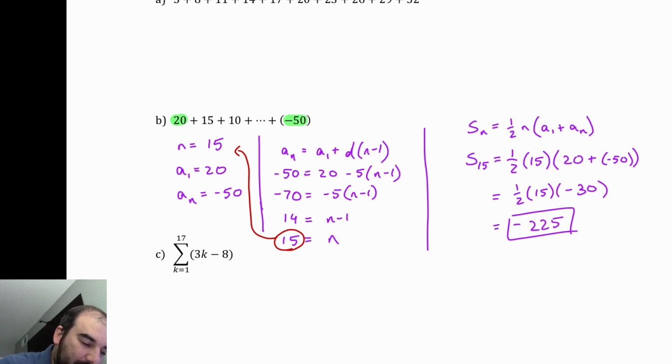Sometimes we'd be given these three terms, but this may not be given to you, the negative 50, and then it may just say find the sum of the first 15 terms. In that case, we would know that there are 15 terms. We would know that the first term is 20, but we would not know that the 15th term is negative 50. So again, you would need to use this formula to figure out what the 15th term is. So this formula is going to come in handy if you need to find the number of terms, or if you need to find the last term in the series.